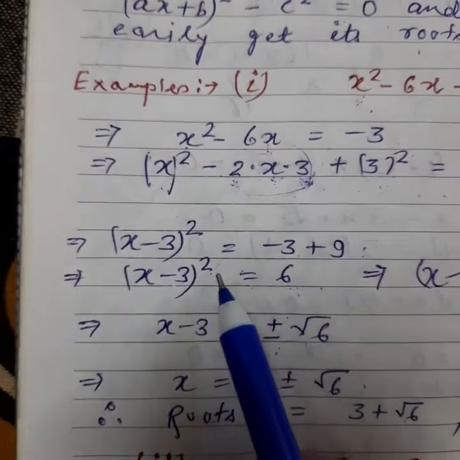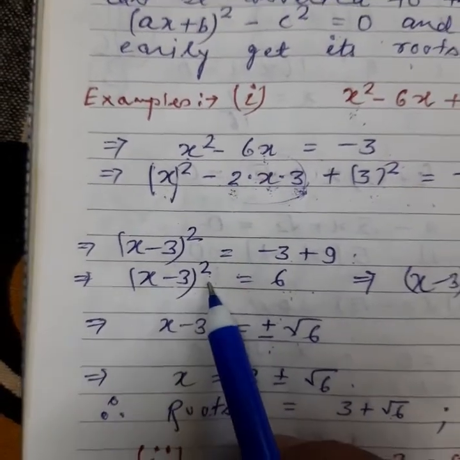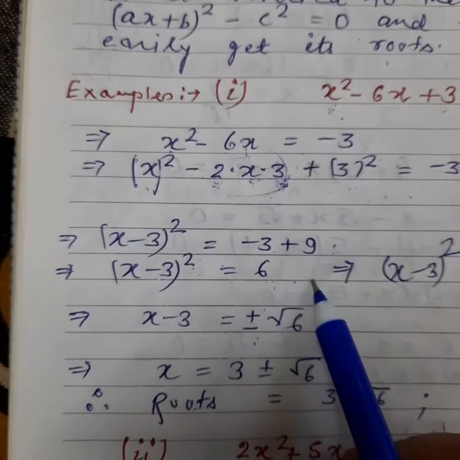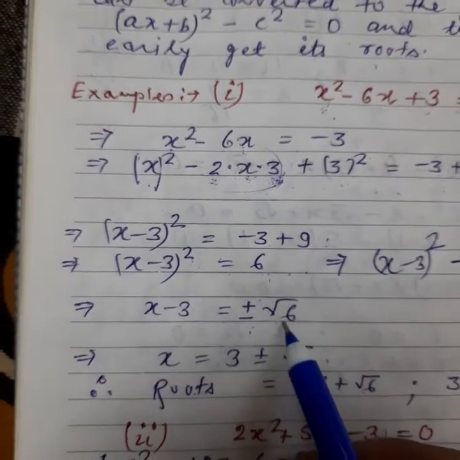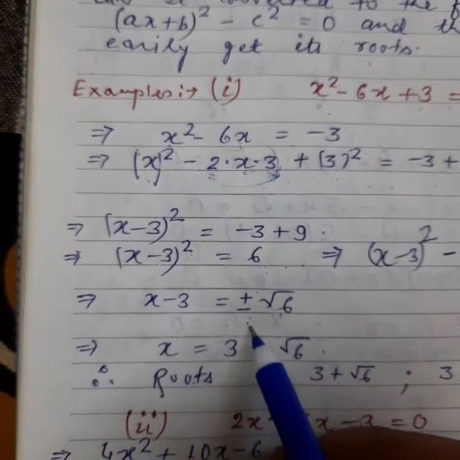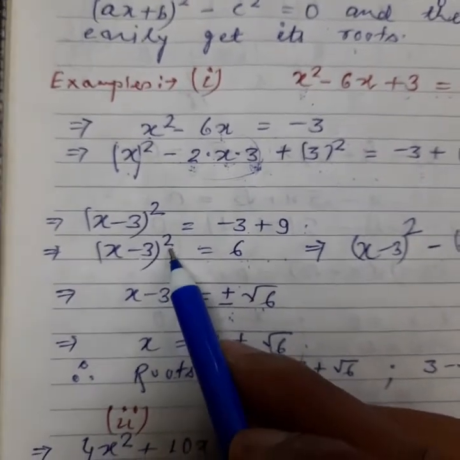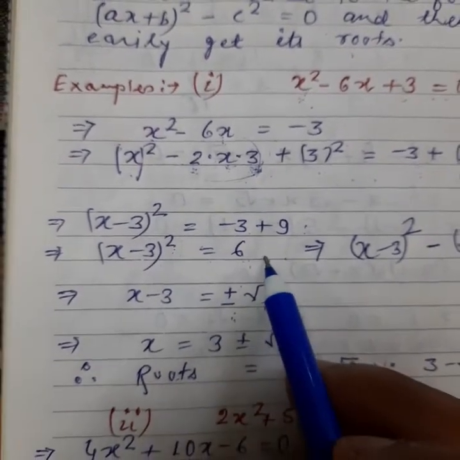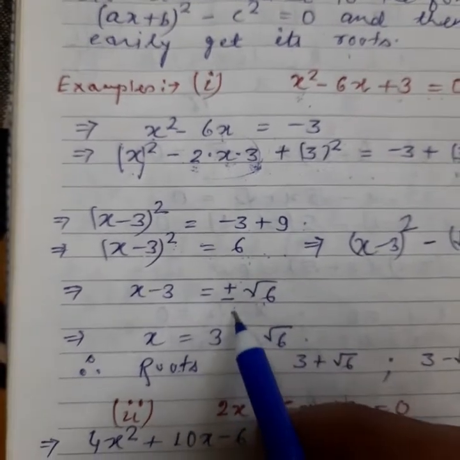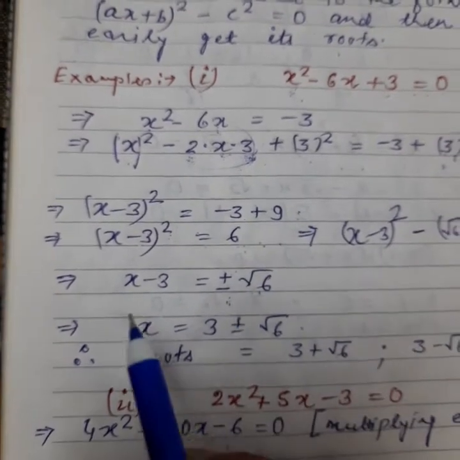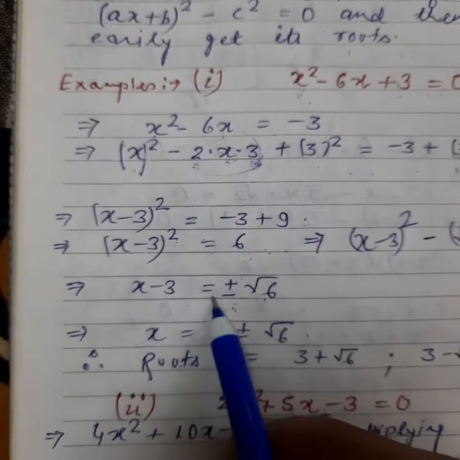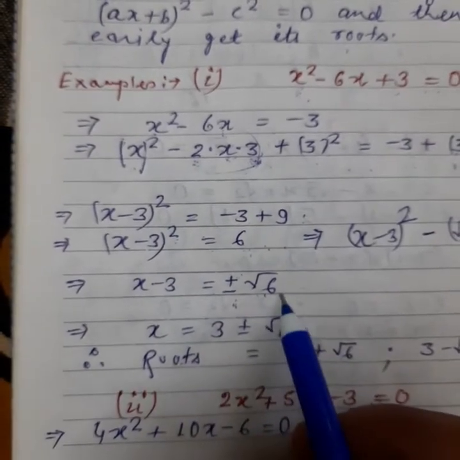This square, when we remove this square, on the RHS we will put a square root with a positive-negative symbol. I am repeating once again, whenever you remove a square, put a square root and with a positive-negative symbol at the same time. So x minus 3 is equal to plus minus root under 6.